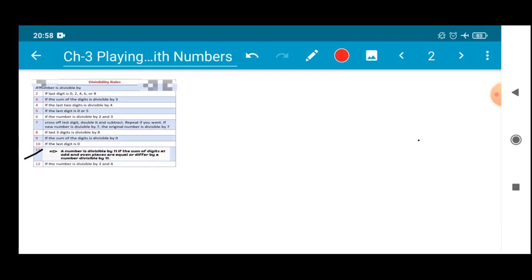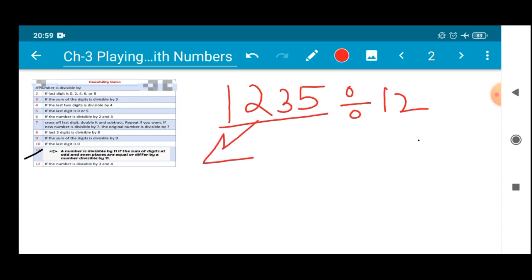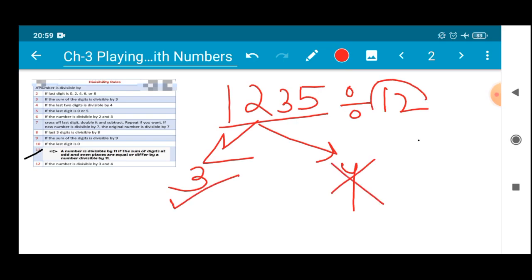Okay, so let's move on to the last number, that is 12. We will deal till 12 only, as according to the exercise and the question given there. If the number is divisible by 3 and 4, say you have a number 1235. If you want to know whether this number will be divisible by 12 or not, then you should know that first of all it should be divisible by 3 as well as by 4. If it is not divisible by one of them, say it is divisible by 3 but not by 4, then this number will not be divisible by 12. But if it is divisible by both 4 as well as 3, then the number will be divisible by 12.